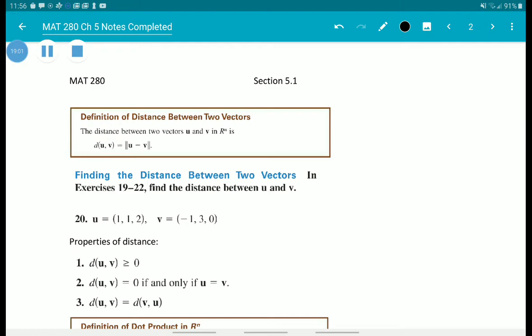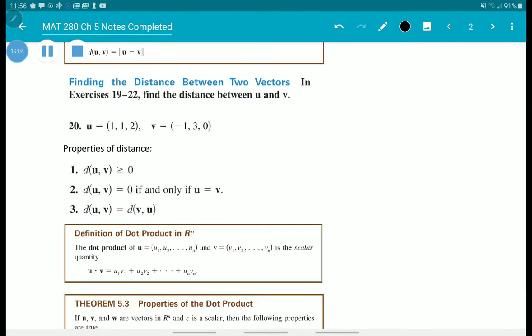So let's apply that definition. If we look at these 2 in 3 dimensions, the distance between u and v would be equal to the magnitude of u minus v. So I'm going to take vector u, and I'm going to subtract vector v. So 1 minus negative 1 is 2. 1 minus 3 is negative 2. 2 minus 0 is 0.